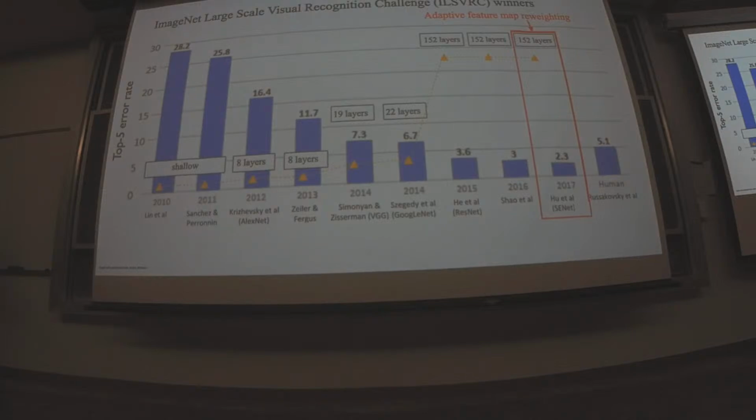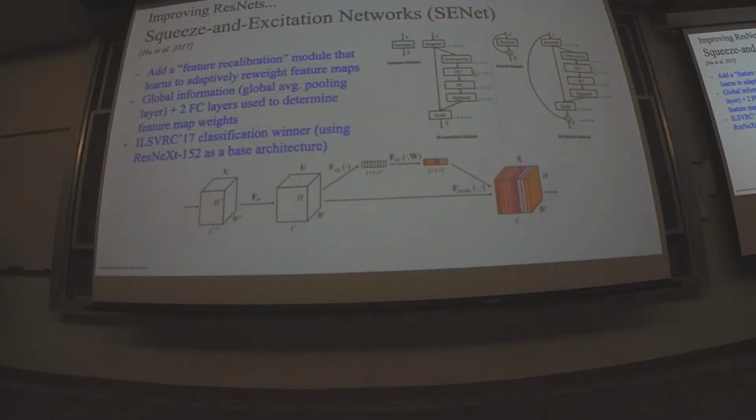In 2017, you get something new and quite a bit better performance. It's these SENets, the squeeze and excitation. They're kind of cool. It's a kind of architecture that could be added to anything, ResNets, Inception nets. The idea here is that you're going to learn a kind of reweighting of the feature maps before they go into the next stage of your network.